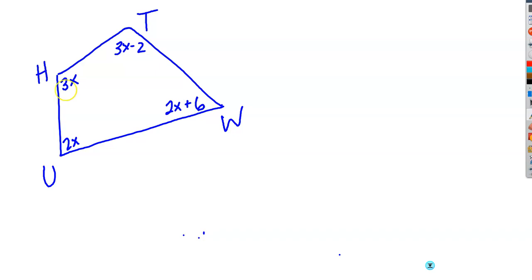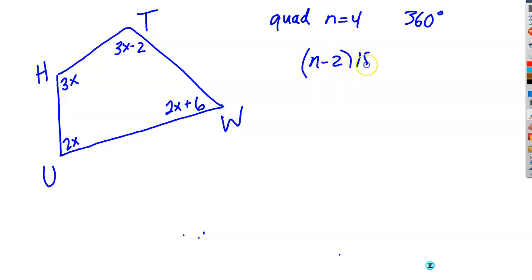Now, if this was a triangle, I would add up all these angles to 180, but this is a quadrilateral. It has 4 sides. So we have to figure out how much that should add up to. Now, some of you just know a quadrilateral is 360 degrees inside. But if you don't know that, you can do n minus 2 times 180. So in this case, there are 4 sides. And so 2 times 180 is 360. So we know that these should add up to 360. Then you can just add them up.